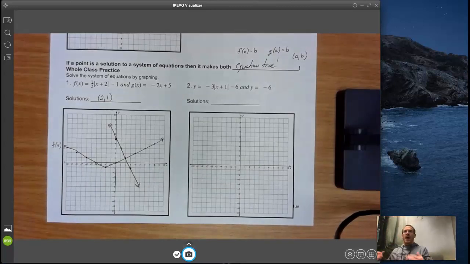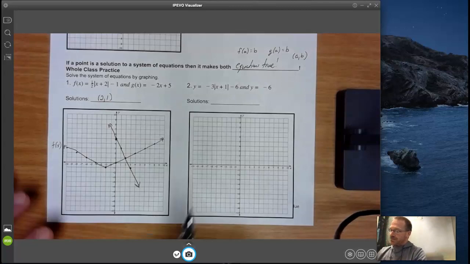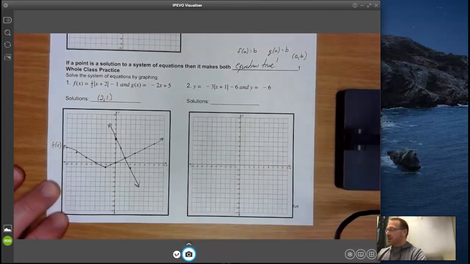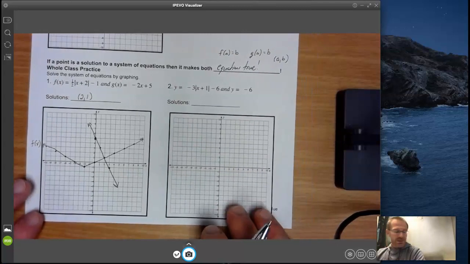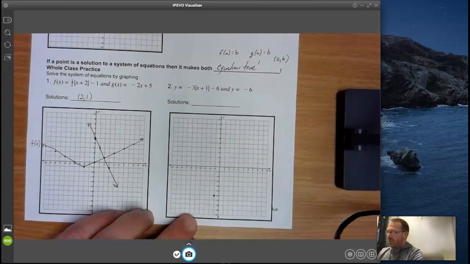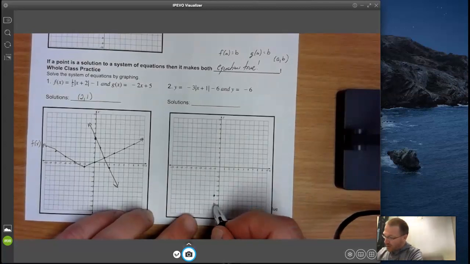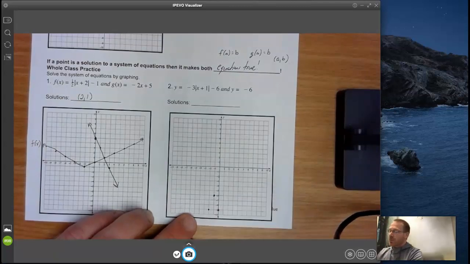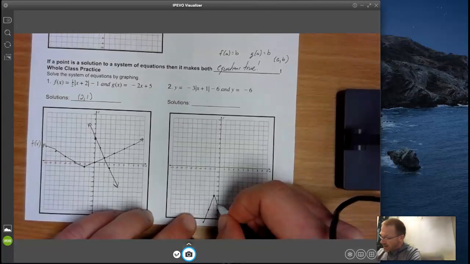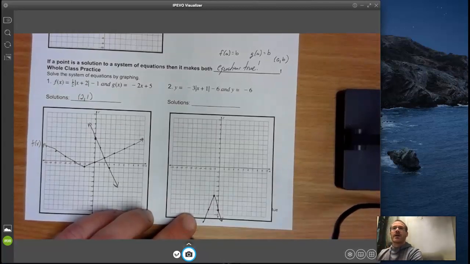Let's look at number 2 real quick. Once again, we have an absolute value equation. The vertex is (-1, -6), right here. We have that negative a value of 3. So I'm going to go down 3 to the right 1, and down 3 to the left 1. You can see that we run out of room, so that's all we can do.